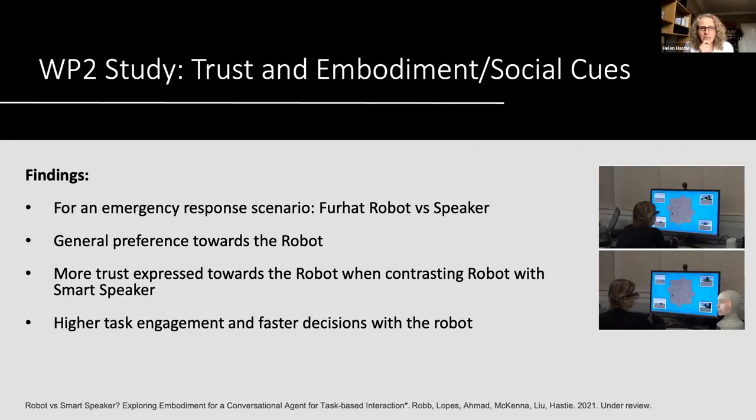And more broadly, kind of higher general task engagement and faster decisions with the robot. So that's another kind of example. And we're going to explore more the idea of these social cues, so shared attention, eye gaze, and how that affects trust in the user.